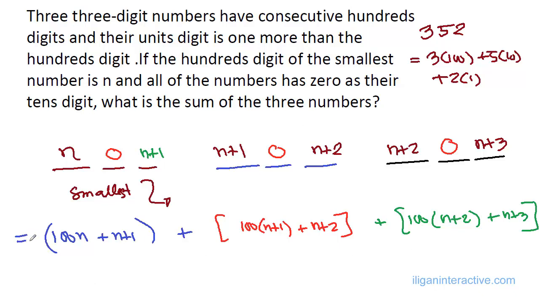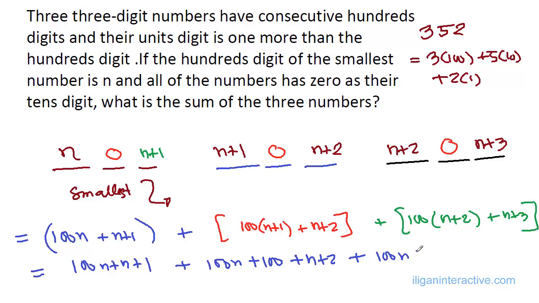Okay, this is the sum. Let me simplify: 100n plus n plus 1, plus 100n plus 100, so properly distributing the 100, plus n plus 2, and lastly 100n plus 200, plus n plus 3.